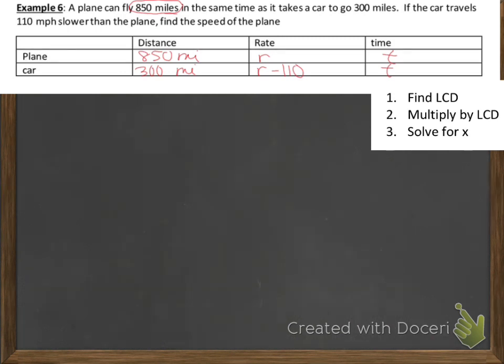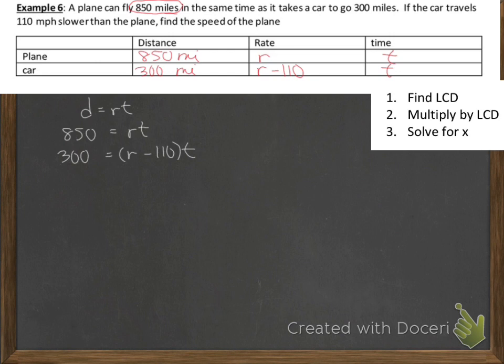So in order to continue, what we really need to do is pull out that equation, which is d is equal to rt. Distance is equal to rate times time. So for our plane, we have 850 miles is equal to the rate times the time. For the car, we have 300 miles is equal to r minus 110 times the quantity t.